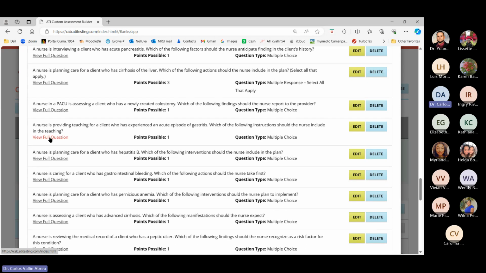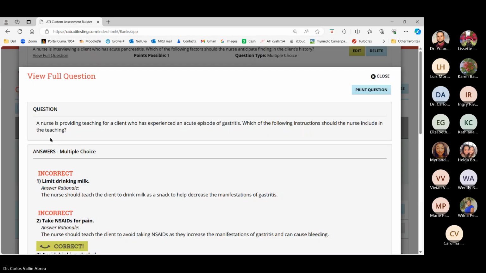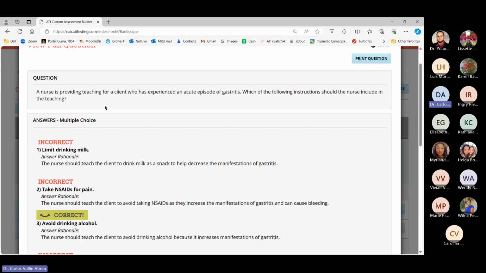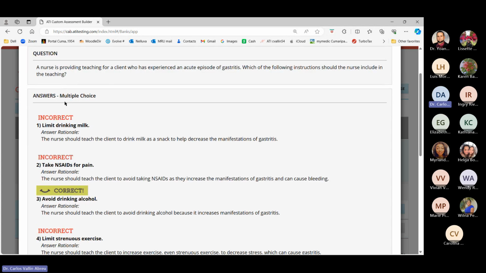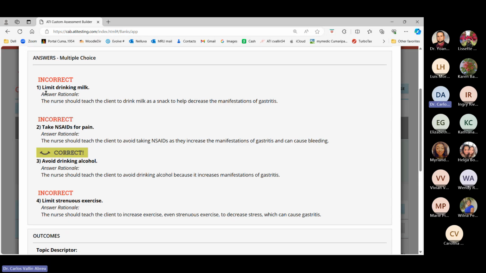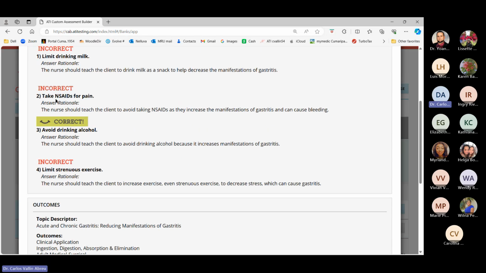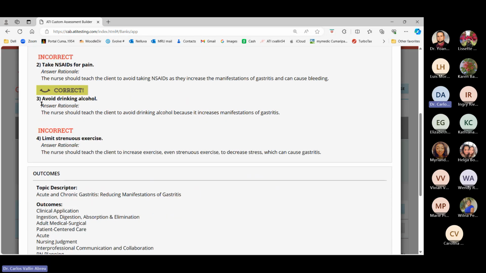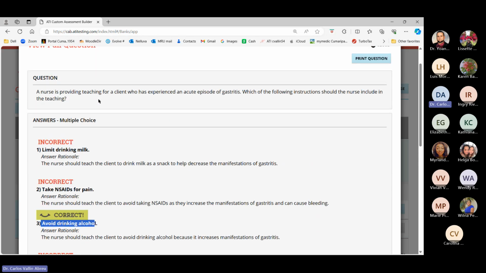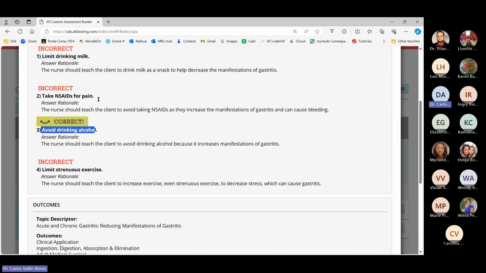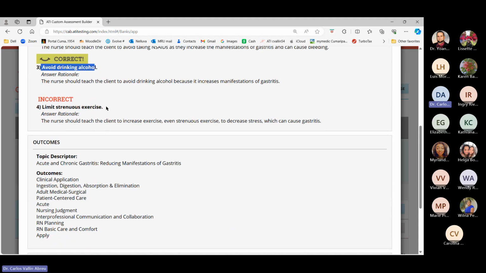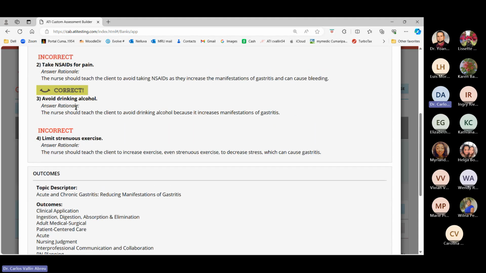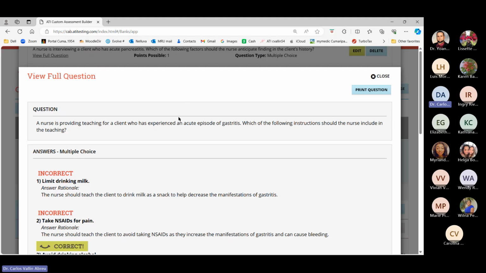Right, a lot of questions about GI here. A nurse is providing teaching for a client who has experienced an acute episode of gastritis. Which of the following instructions should the nurse include in the teaching? Limit drinking milk. Take NSAIDs for pain. Avoid drinking alcohol. It is correct, the nurse should teach the client to avoid drinking alcohol, yes. Limit extraneous exercise, there is no need for that. Avoid alcohol for gastritis.